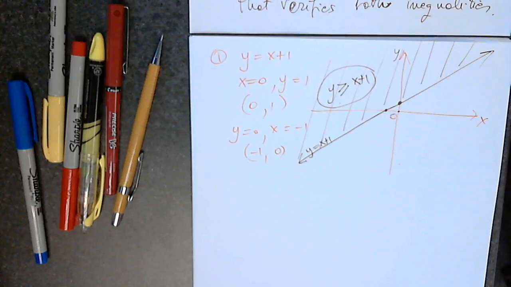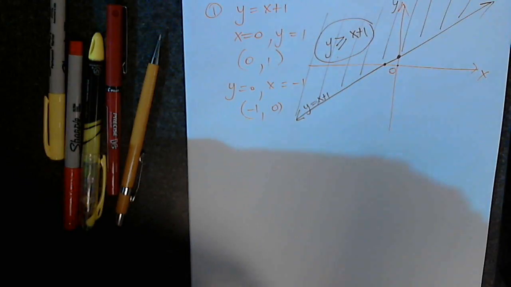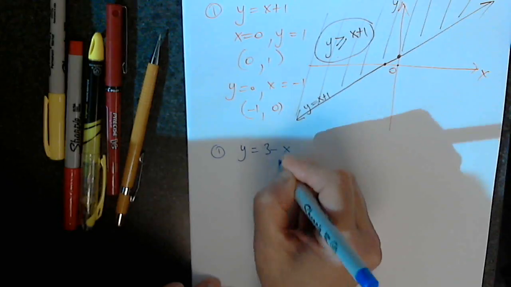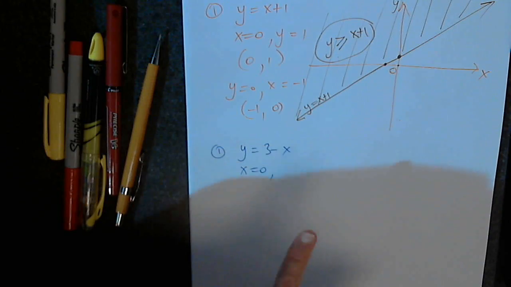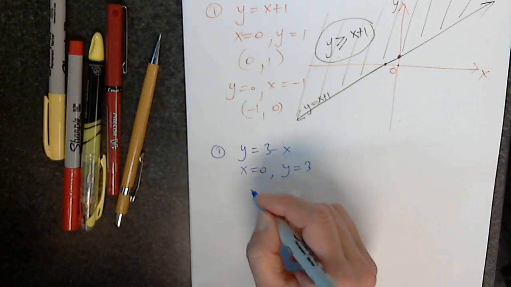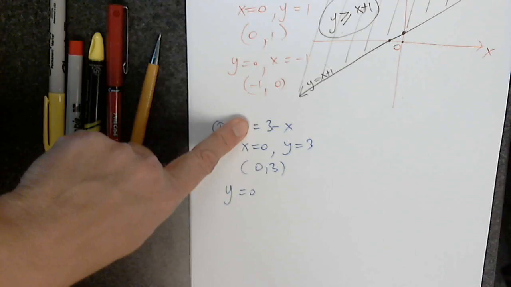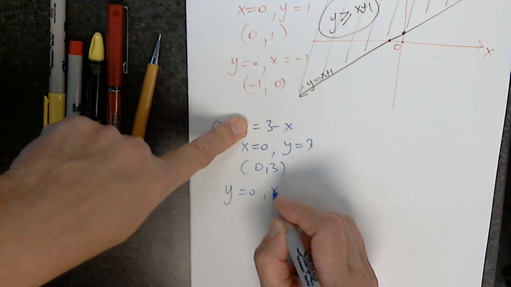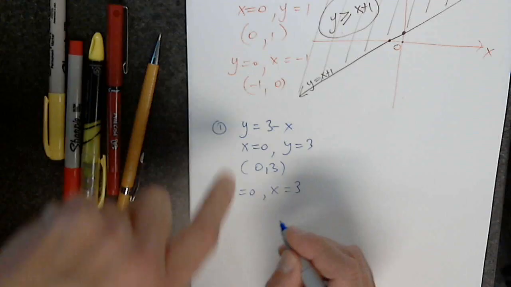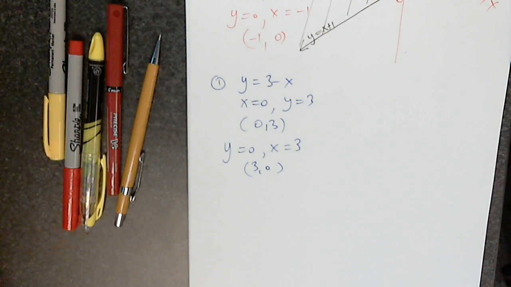I will repeat the same 3 steps for y equals 3 minus x. When x is 0, how much is y? Very good. So then 0, 3. And now when y is 0, remember you have to move negative x to the other side. So x is 3. So 3 comma 0. Do we all agree with these two ordered pairs? 0, 3 and 3, 0. Is that a yes? Yes.